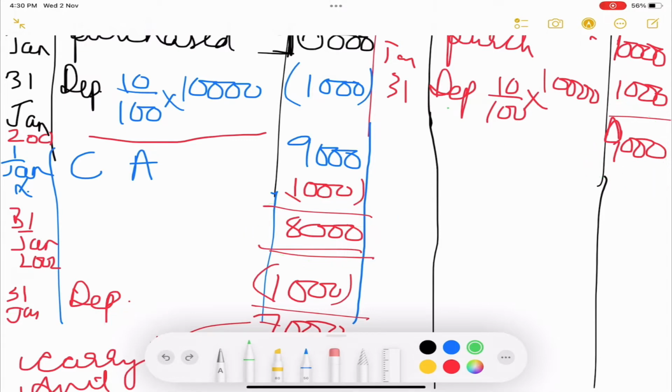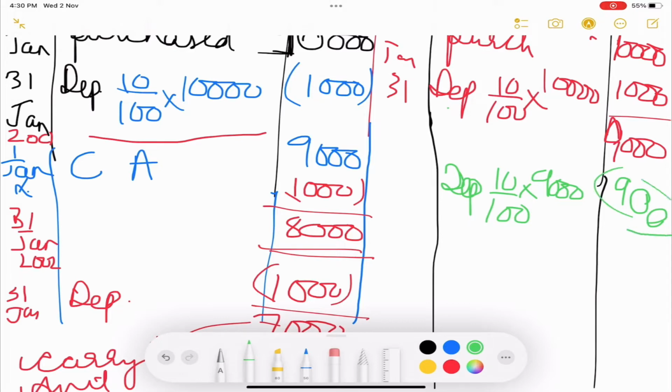The depreciation keeps changing in the reducing balance method. So now on 31st December, depreciation is 10% on the carrying amount. That would be 10% of 9,000, which is 900, and we will subtract 900 from 9,000. What would the carrying amount be? The carrying amount would be 9,000 minus 900 now. Right, now again you have to calculate depreciation.